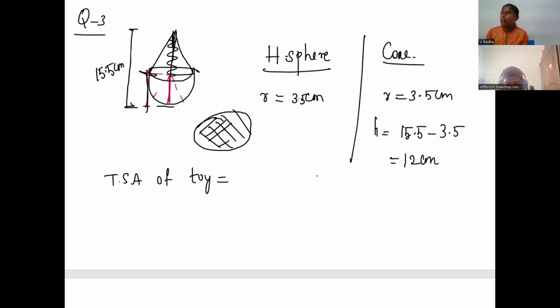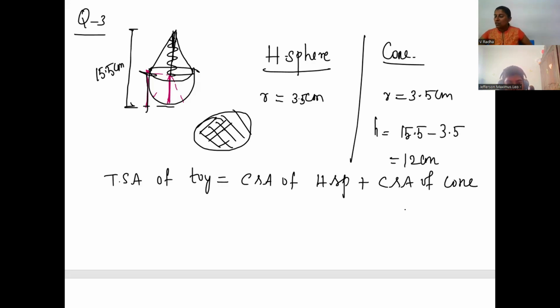Some students made the common mistake of writing TSA of the toy as TSA of a cone plus TSA of a hemisphere. That is exactly wrong. TSA of the toy means only the visible faces. So the visible faces are the CSA of the hemisphere and the CSA of the cone only. Therefore we write the sum of these two: CSA of hemisphere plus CSA of cone.